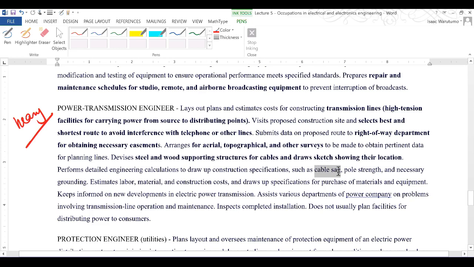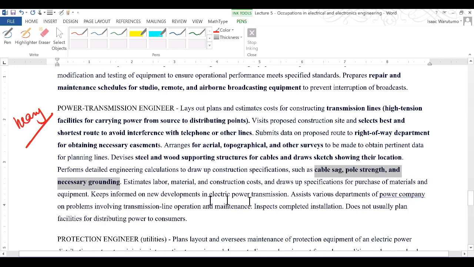How much does a cable sag? The strength of a given pole depends on how many lines they are carrying, the distance between one pole and another, and how much grounding. They talk about grounding. Every pole or pylon is required to be grounded. If this is a transmission line, or any distribution pole that supplies power to a house, there is always a wire that moves from this point to the ground. That is what is called grounding.